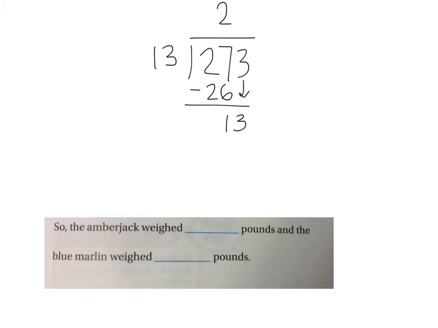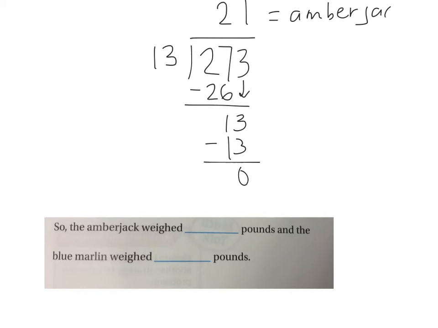Good. Stay with us, okay? Make sure you're writing this stuff down. 1 times 13 is 13. Remainder of 0. So what does this 21, our new quotient of 21, represent? What does that represent? Yanming? The weight of the amberjack, right?